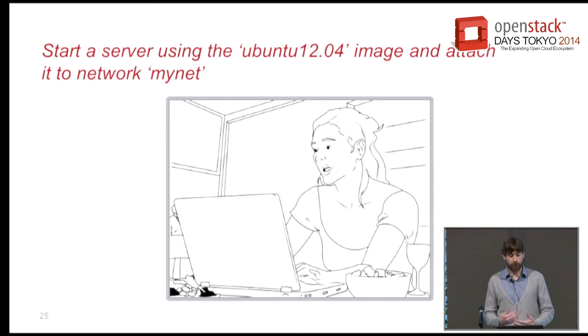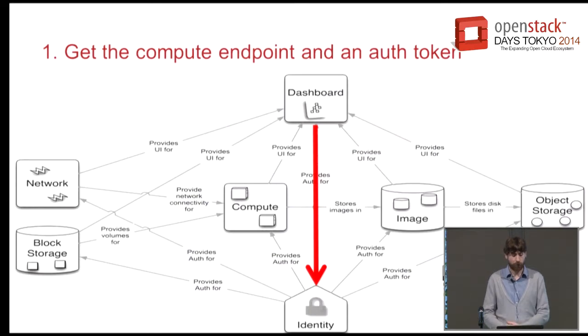So she can simply start a server by logging into the OpenStack dashboard, requesting a certain virtual machine image, in this case Ubuntu 12.04, and then attaching it to a particular network, MyNet. So how that works on the back end is first, when she logs into the dashboard, it will contact the identity service to get a token for that user, which can be used to represent the user's wishes inside the system.